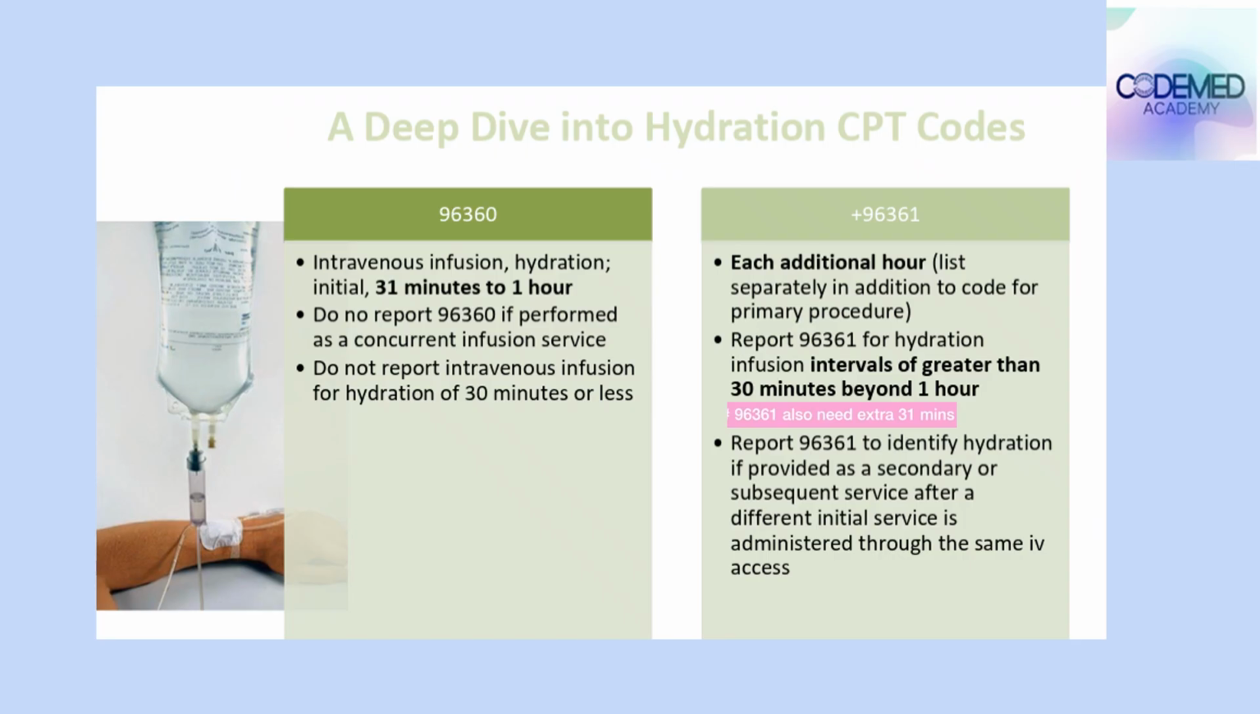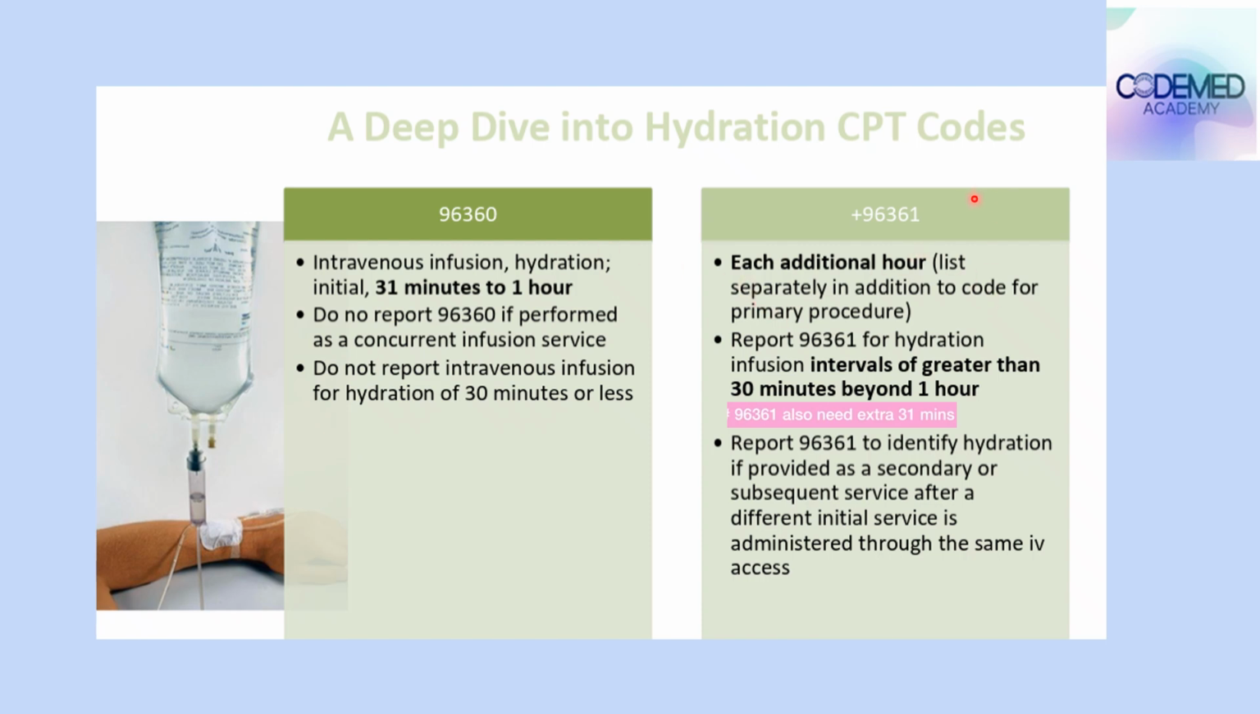Let us deep dive into the hydration code, and in that you will have the primary code which is 96360. It is for the intravenous hydration initial 31 minutes to 1 hour. That is very important. And do not report 96360 if performed as a concurrent infusion service. And do not report the intravenous infusion for the hydration of 30 minutes or less. So if the hydration is given for less than 30 minutes, we do not code it.